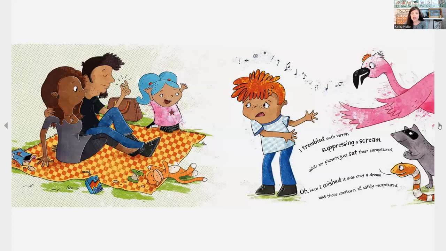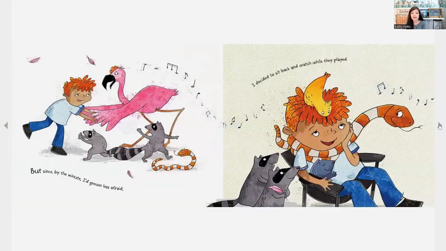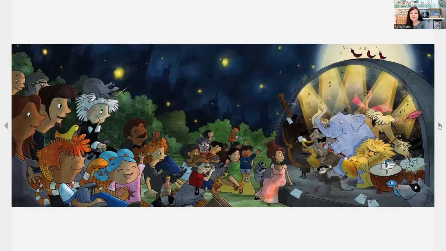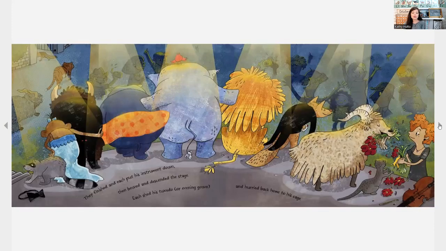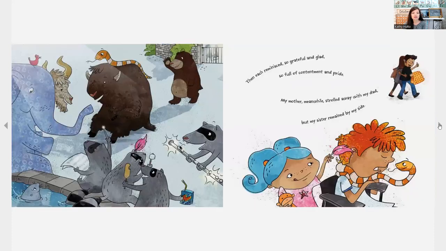I trembled with terror, suppressing a scream, while my parents just sat there enraptured. Oh, how I wished it was only a dream and those creatures were all safely captured. But since, by the minute, I'd grown less afraid, I decided to sit back and watch while they played. They finished and each put his instrument down, then bowed and descended the stage. Each shed his tuxedo or evening gown and hurried back home to his cage.